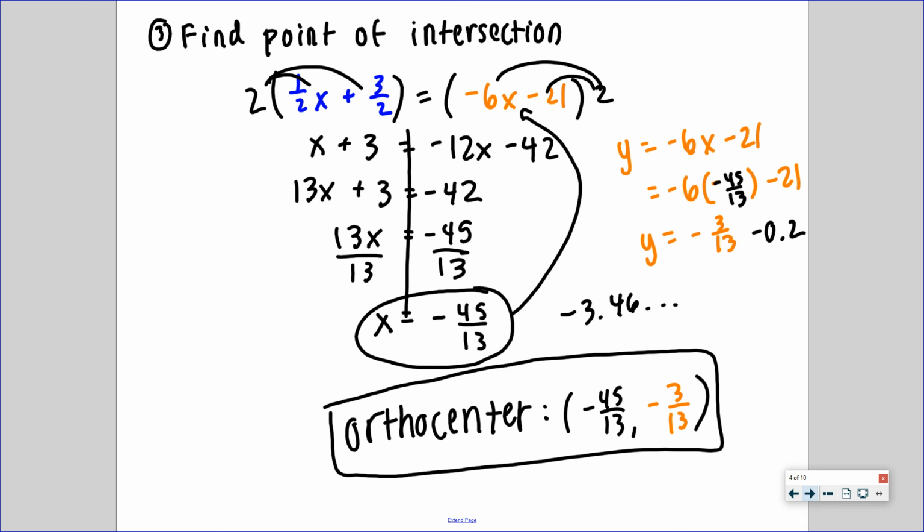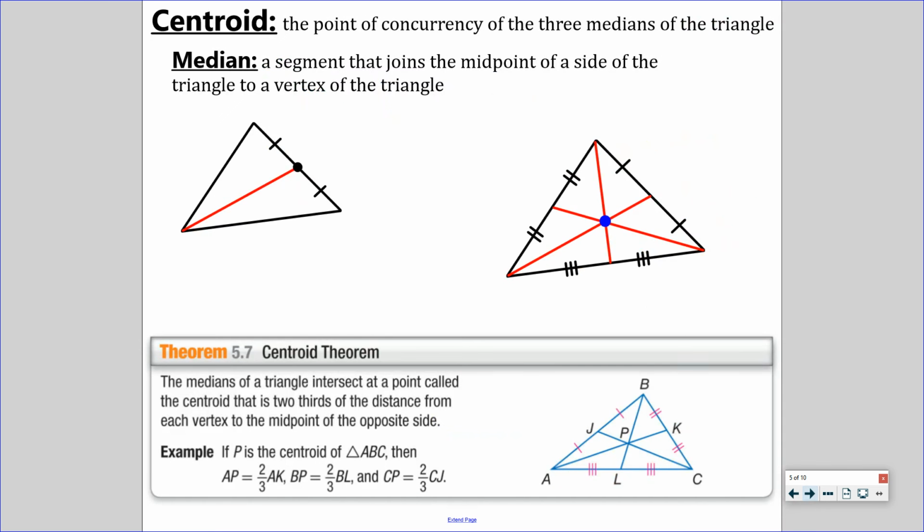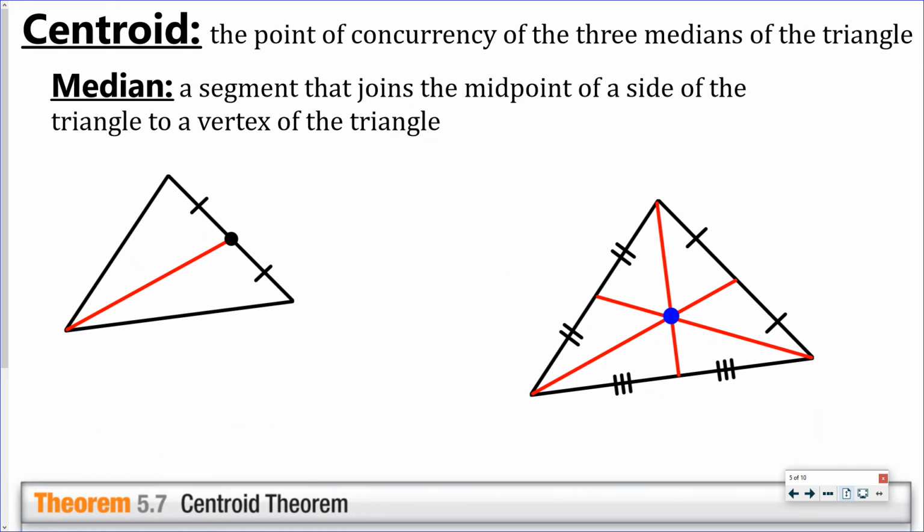This one's nicer. The next and final is the centroid. This is the point of concurrency, so the point of intersection of the three medians of a triangle. What is a median, you may ask? A median, I put this in here for you, is a segment that joins a vertex and the midpoint of the opposite side. So it goes from a vertex to the midpoint of the opposite side. That's a median.